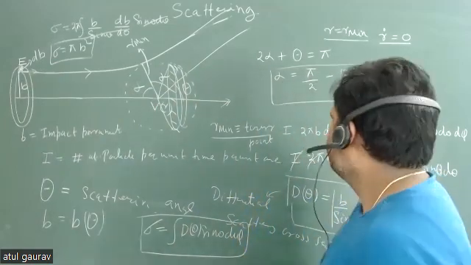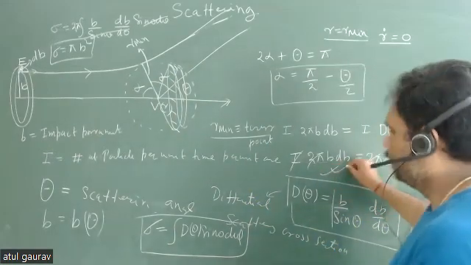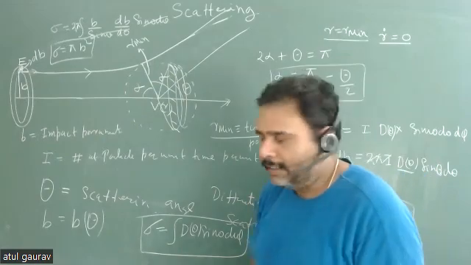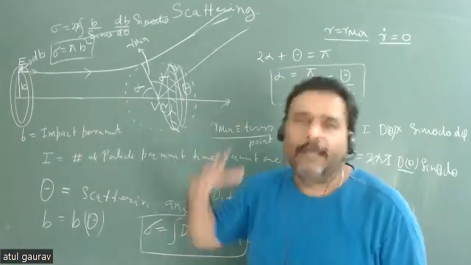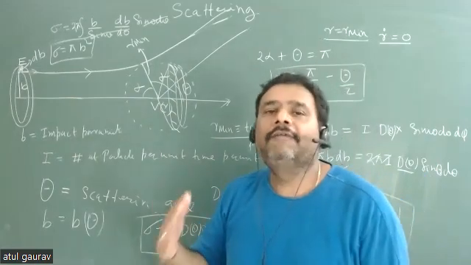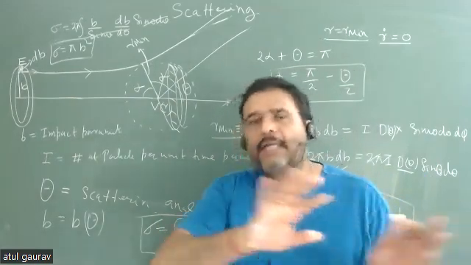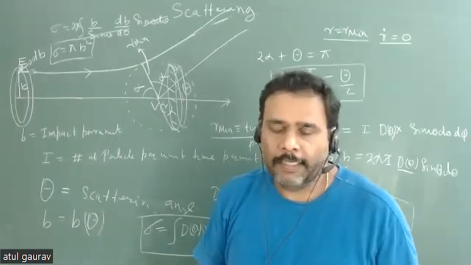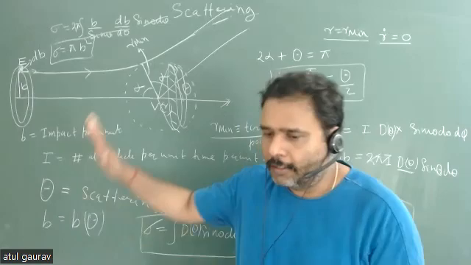Now what will be asked in your exam? In your exam, either the differential scattering cross section or the total scattering cross section will be asked. And this is the effective area. Differential scattering cross section and total scattering cross section is the effective area where the particle is going to be scattered by the potential. Okay, so you have to just remember all this.